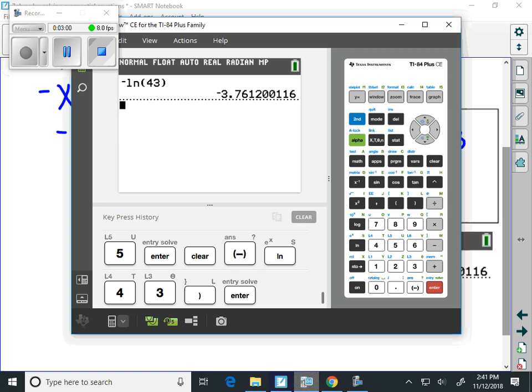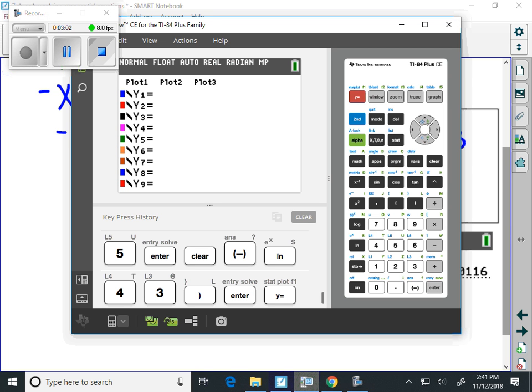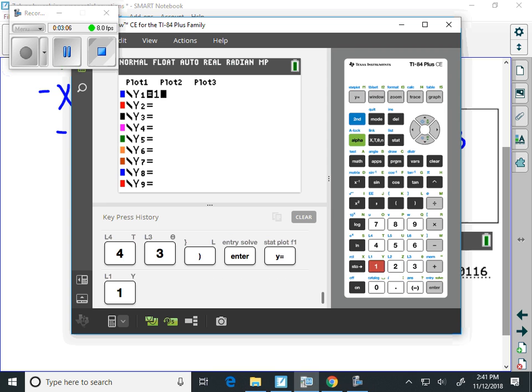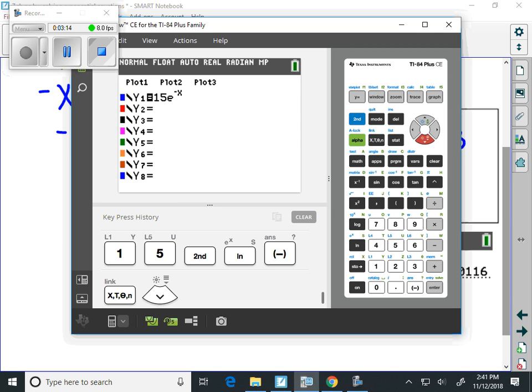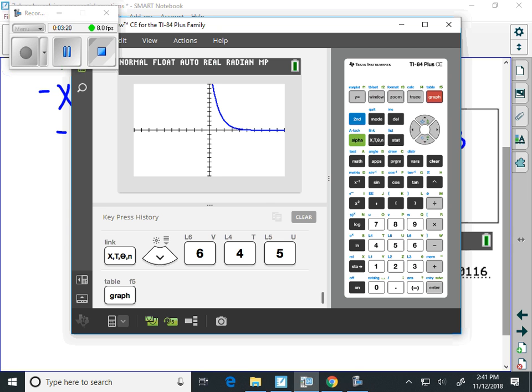And what we do is we go into the y equals, and we're going to type in 15 e, second ln, e to the negative x, into our first function, and then we can type in the 645 into the second function. And remember, when we draw that picture there, we're only going to see what we see. Just that part there. We need to change the window on this one.